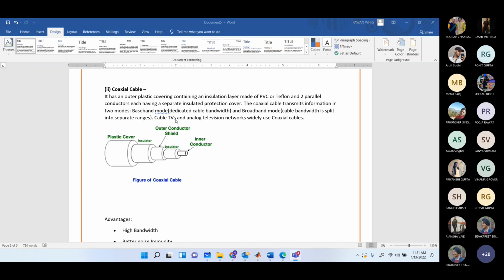So it depends upon the operators, and depending upon the cost also. If you choose this kind of mode, then they will give you a dedicated cable bandwidth. But if you ask for the broadband mode, obviously it is costly. And cable TVs and analog televisions nearly used coaxial cables, that I already told.